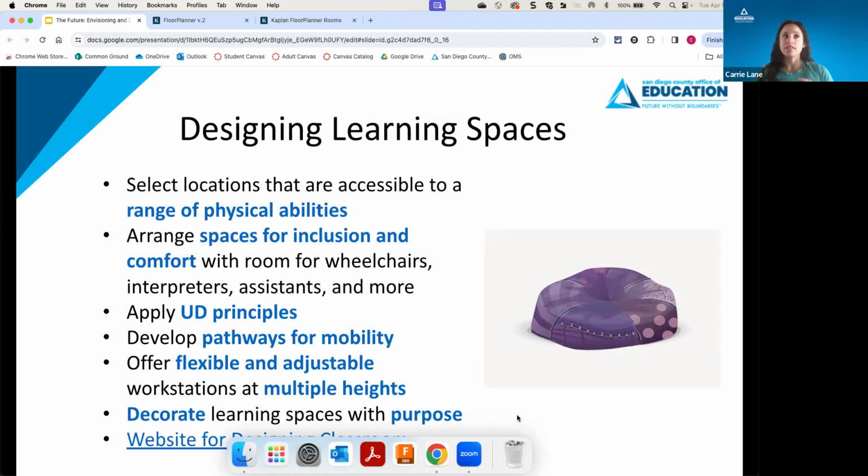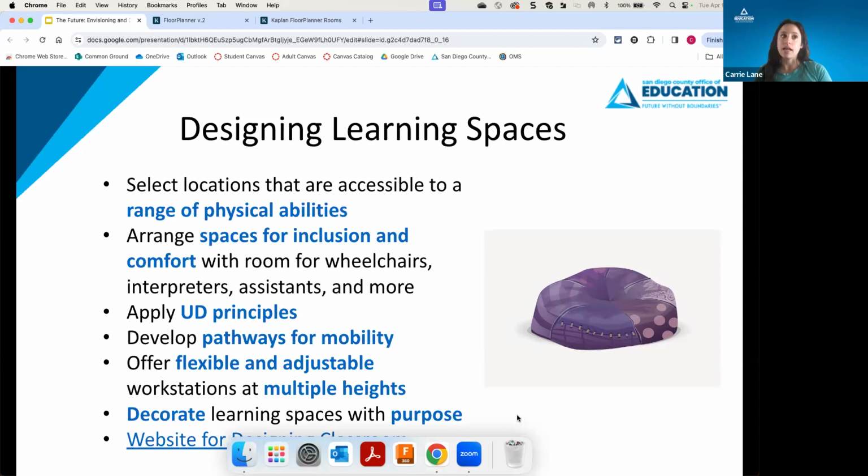And then when you are designing your learning space, think about whether it is accessible for a range of physical abilities, and does the room provide space for inclusion for wheelchairs, students who maybe have an interpreter or an assistant? So you need to make sure that there's enough space, it's not too cluttered, so that individuals can have who they need or what they need accessible to them.